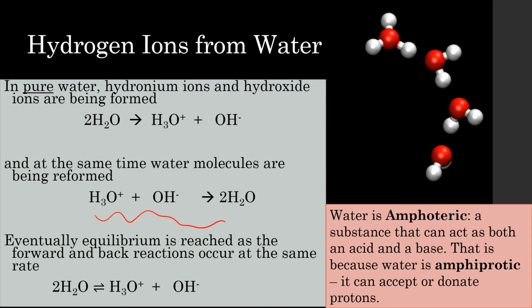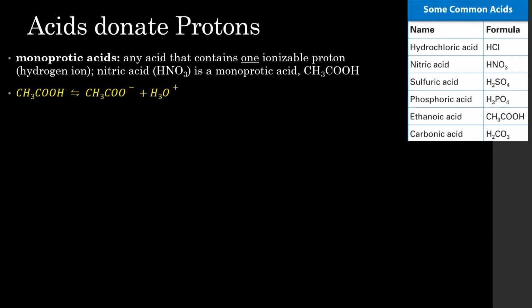So the point of this slide is just to help remember that water is amphoteric. It's a substance that can act as both an acid and a base, and that's because water is amphiprotic. It can accept or donate protons. So acids can donate protons, and we're going to look at what we call polyprotic acids. So poly meaning more than one, and protic meaning that they can donate more than one proton.